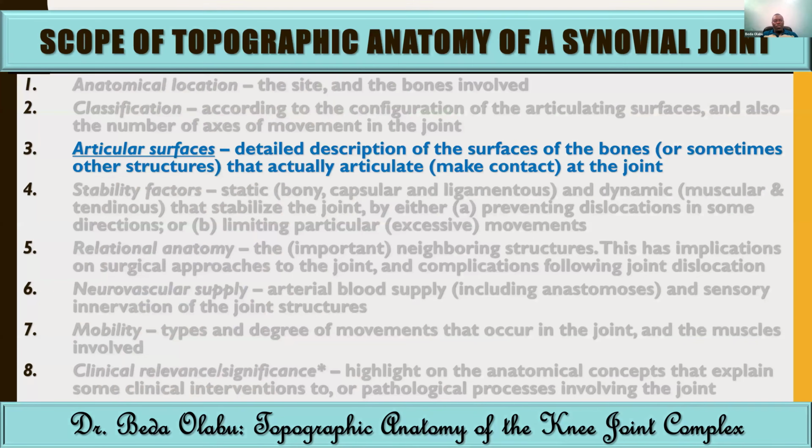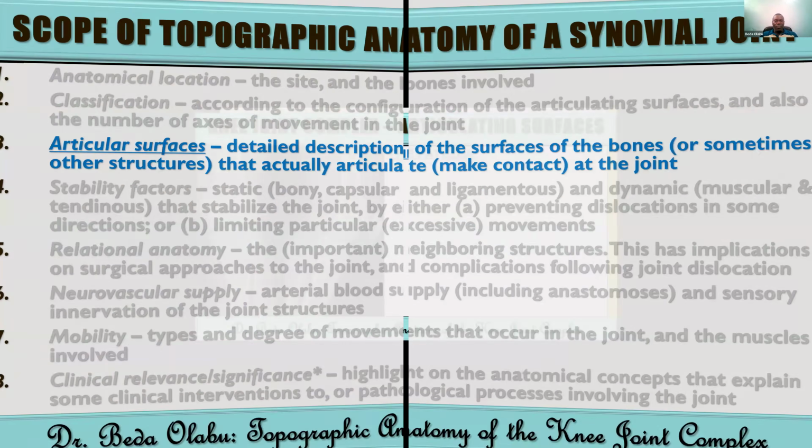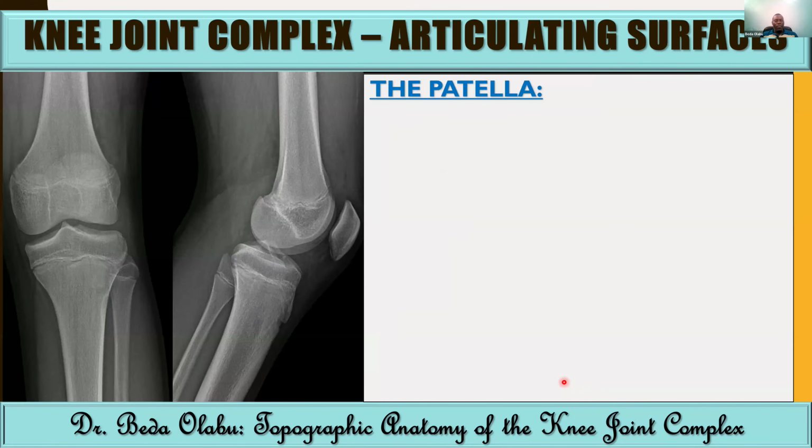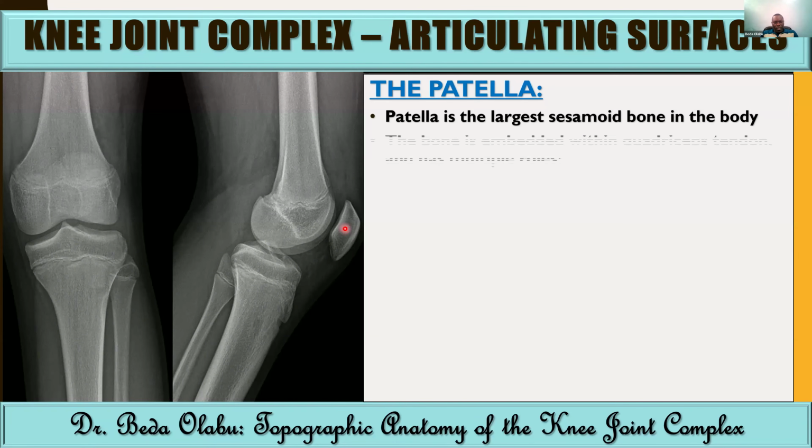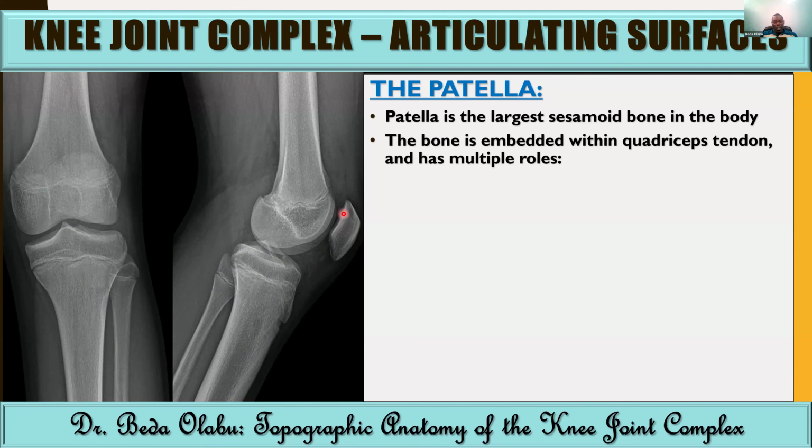Now let's go to the description of the articulating surfaces, and we'll start with the articulating structure. We'll start with the patella itself. Now, the patella participates in the articulation at the knee. It's the largest sesamoid bone in the body, by the way. This bone is embedded within the tendon of the quadriceps. Remember that the quadriceps femoris, from our description of the thigh, arises from up here and attaches to the patella, and then we'll have a patellar tendon that extends all the way to the tibial tuberosity.